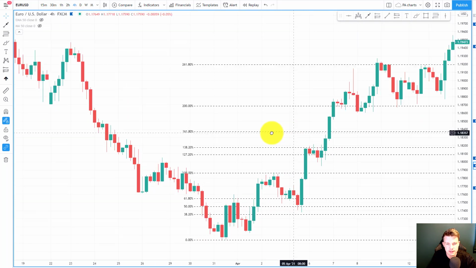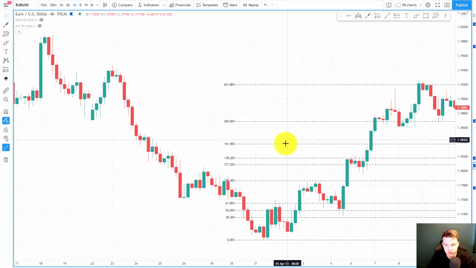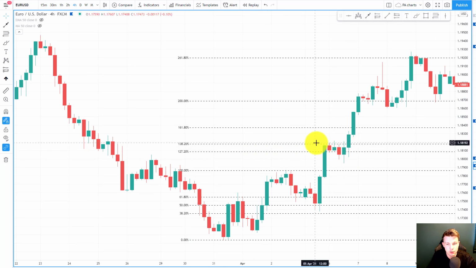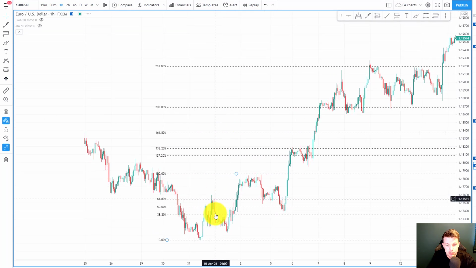This is no brain surgery. If it's off by a few pips, that's still good enough for me. And what can we see here? We have a perfect 138.2 Fibonacci extension. You could go to the lower time frame, for example, and then time your trades with this approach.